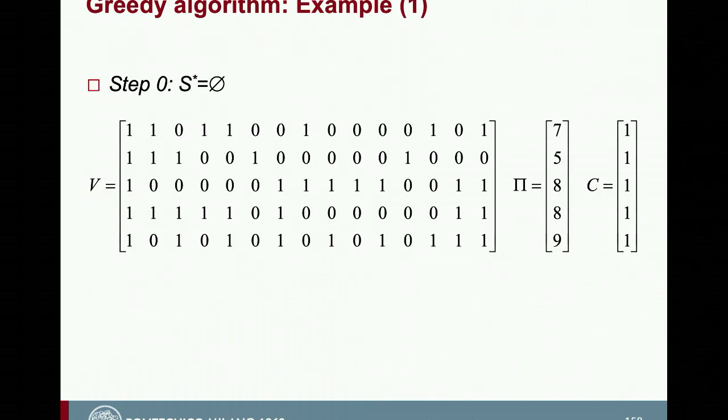So let's see an example. This is a small one. The matrix V is the matrix of the coverage coefficients. In the rows we have our candidate sites, and in the columns we have our test points. In this case we have 1, 2, 3, 4, 5 candidate sites, and 1, 2, 3, 4, 5, 6, 7, 8, 9, 10, 11, 12, 13, 14, 15 test points.